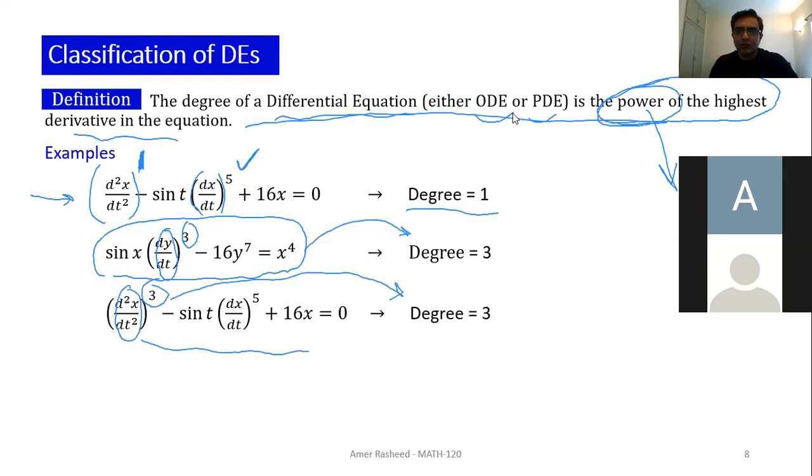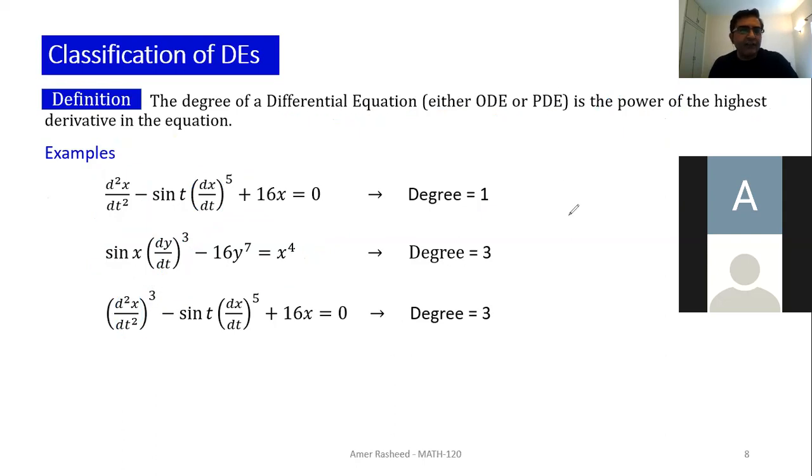I hope you got my point. What is the degree of a differential equation? Yes, any question? If you have any, why not 5 for the first one? Because 5 is the power of the first derivative.